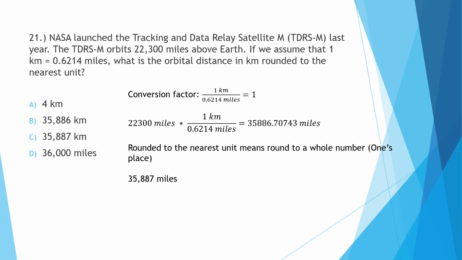Since we're going from miles to kilometers, we want miles on opposite sides of the fraction bar so that miles will cancel out. In this case, 22,300 miles multiplied by 1 kilometer per 0.6214 miles is equal to 35,886.70743 kilometers. Since we were asked to round to the nearest unit, that means we need to round this to the whole number, and that 0.7 will bump 6 up to 7.